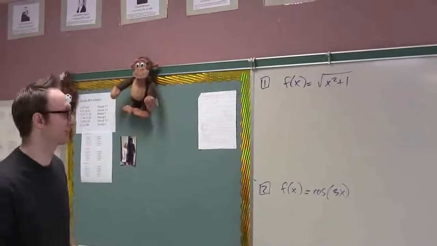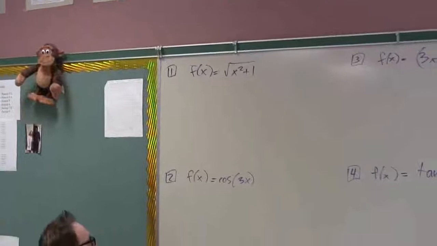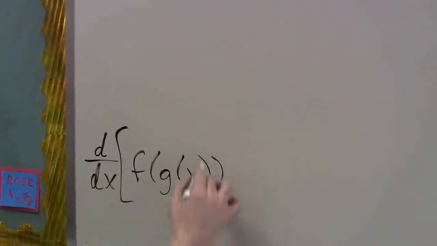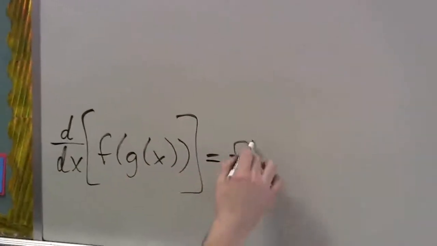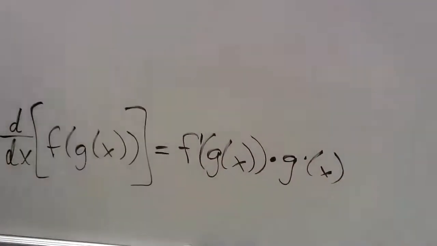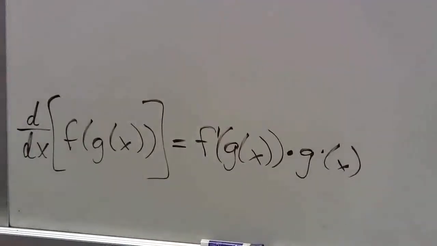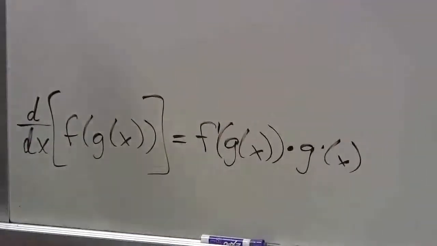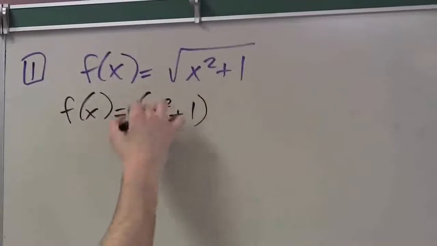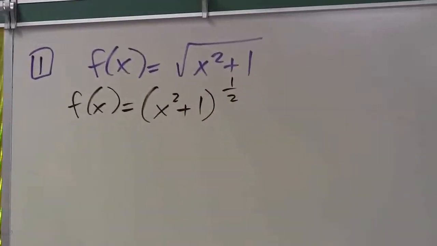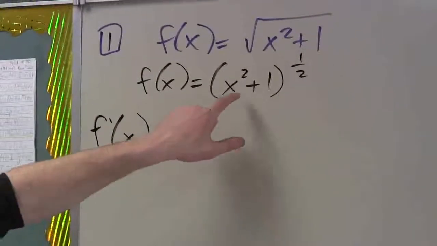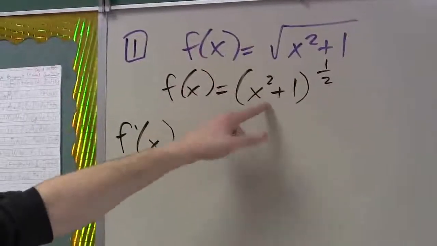Chain rule in action. The chain rule says, as we'll recall, that the derivative of f of g of x is the derivative of f evaluated at g times the derivative of g. To do this problem, it is important to recognize which is the inner function and which is the outer function. I always rewrite my function in derivative-friendly form. So this is really x squared plus 1 to the 1/2. When we apply the chain rule, we recognize that the outer function is something to the 1/2, and the inner function is x squared plus 1.